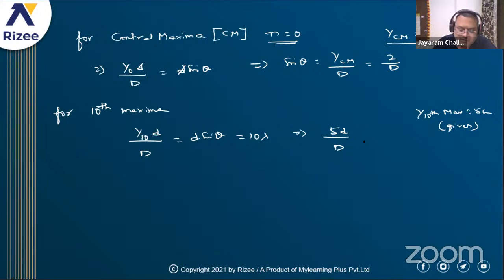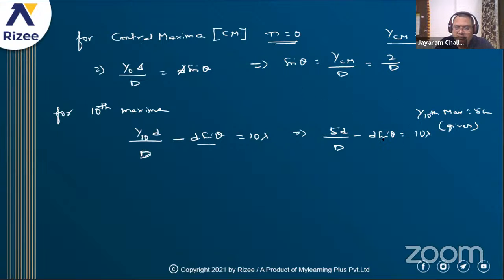So the path difference between these two, let me take here, since n is equal to 0 there, so this minus this. So the path difference is equal to 10 lambda. So y minus d sine theta is equal to 10 lambda, given in this case. So here y naught will be equal to this one. So from this, can we find the lambda value?